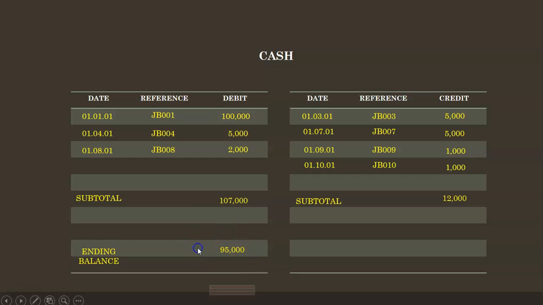Once you get it, don't forget to put the double bar. Okay? Meaning that is your ending. Okay, we are done with cash. What's next?